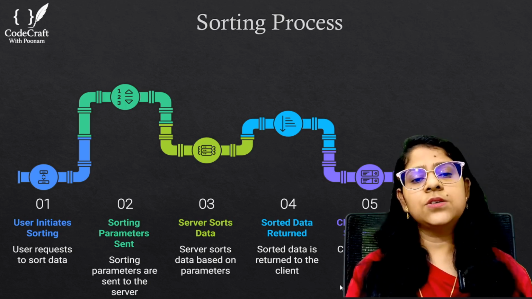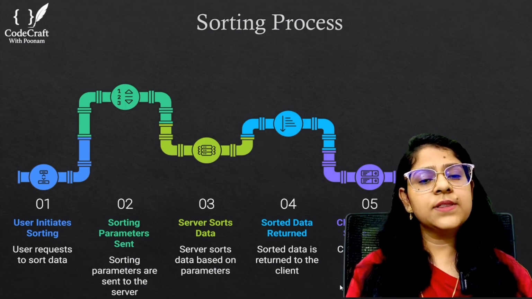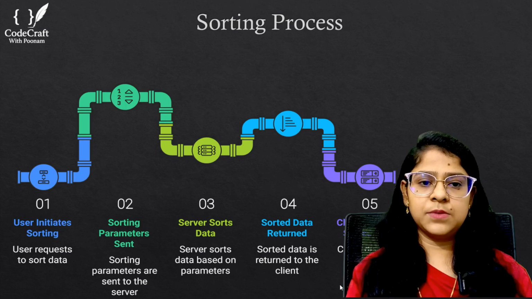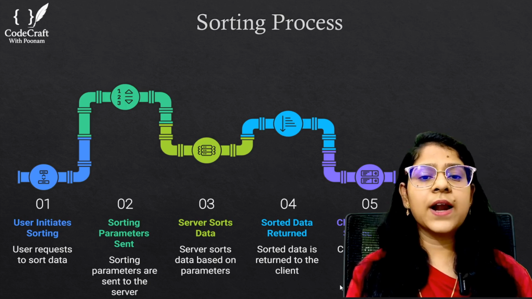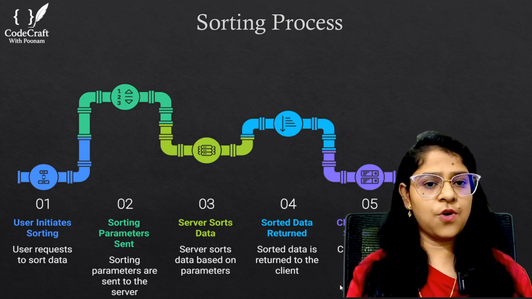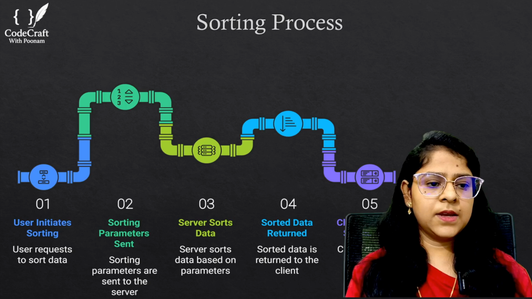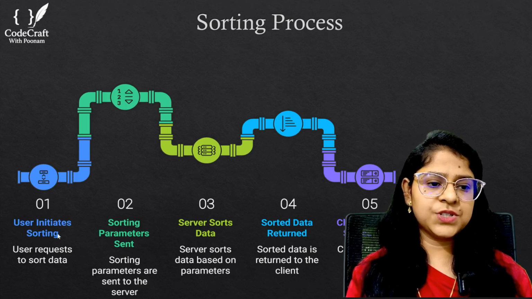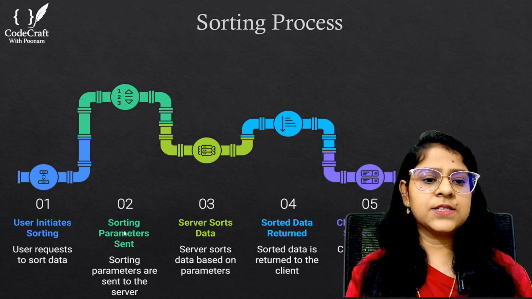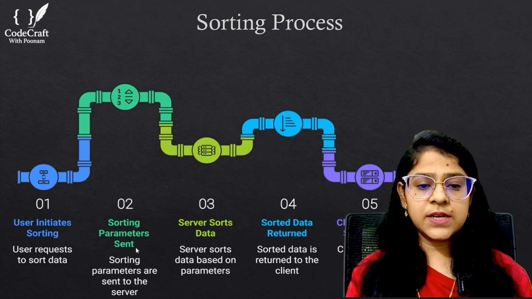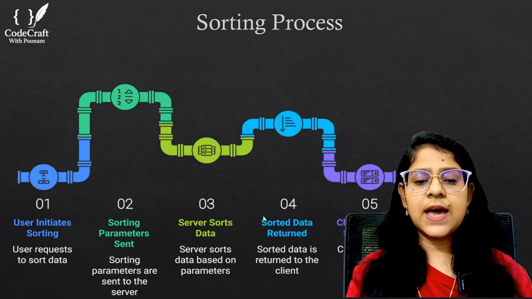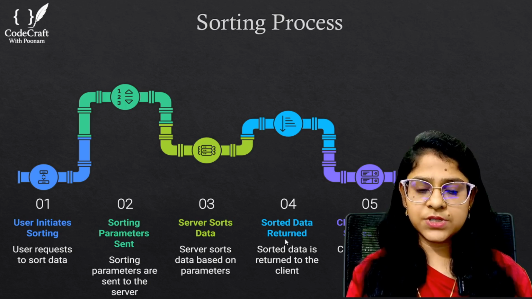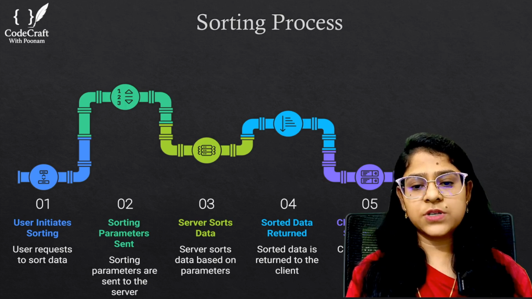So without sorting, the order is unpredictable. With sorting, your client always gets results in a consistent and useful order. Now let's see the sorting process. First the user initiates sorting, and then sorting parameters are sent, then the server sorts the data, and then the sorted data is returned. The client displays the sorted data.